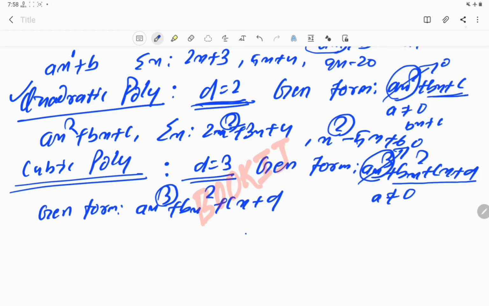Some examples we can write. Examples like 2x cube plus 3x square minus 4. It has degree 3. Hence, it is a cubic polynomial.